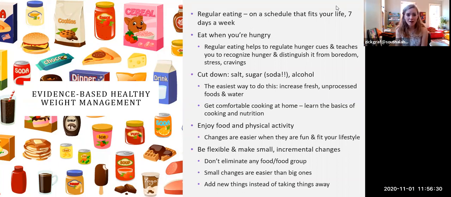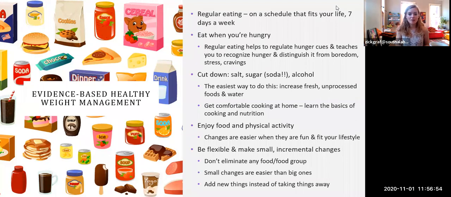Diets that make you feel deprived or that make you feel like you're giving up on something are harder to maintain. But it is possible to cut down on things like sugar, salt, and alcohol, which all contribute to weight gain. The easiest way to cut back on things is to add stuff in, not take stuff away. So rather than cutting out all sugar, add more fruits and vegetables and fresh unprocessed foods.